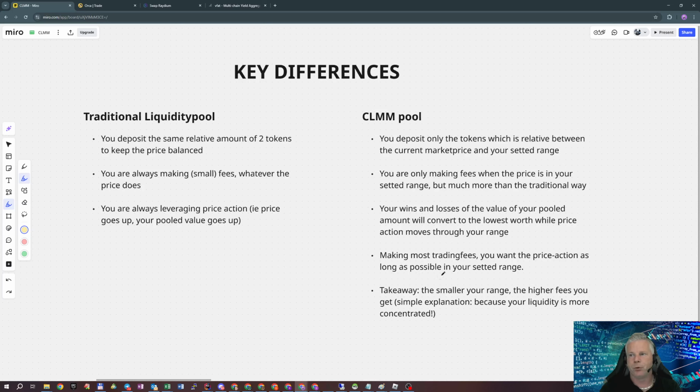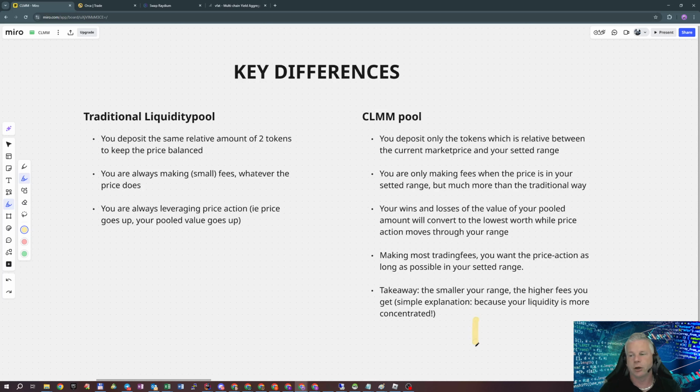A CLMM pool is making the most trading fees when you want the price action to stay as long as possible in your set range. So you're setting a price range, and when the price keeps moving in these ranges, you will see that this will constantly make you much more trading fees and getting rewarded and making money without even having a price difference on your own assets. For a takeaway, the smaller your range, the higher fees you will get. Simple explanation: because your liquidity is more concentrated.